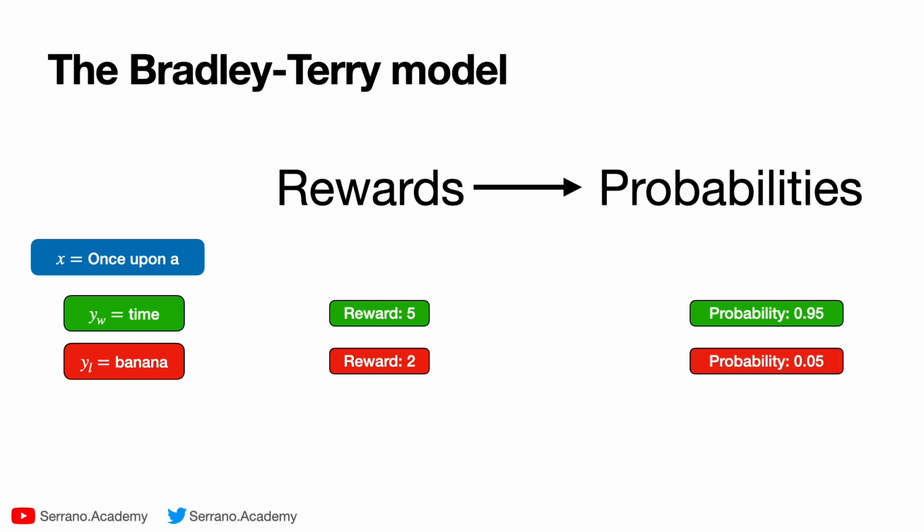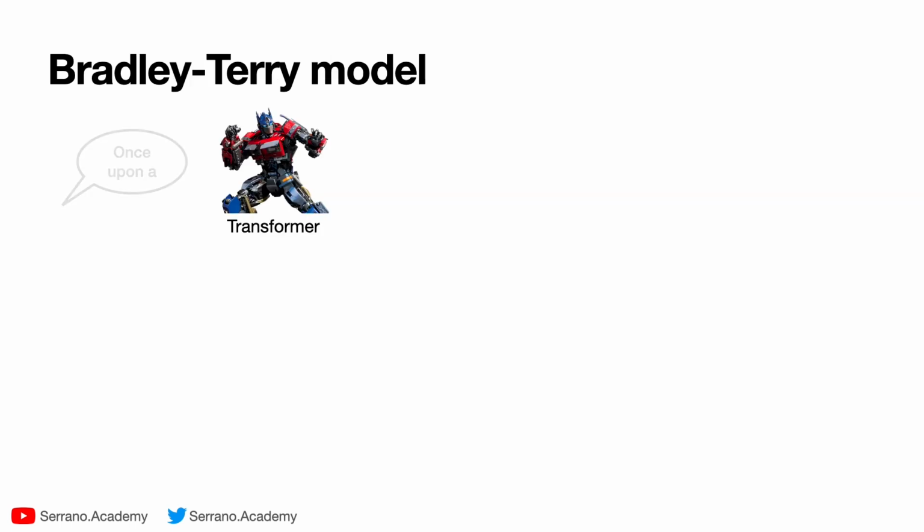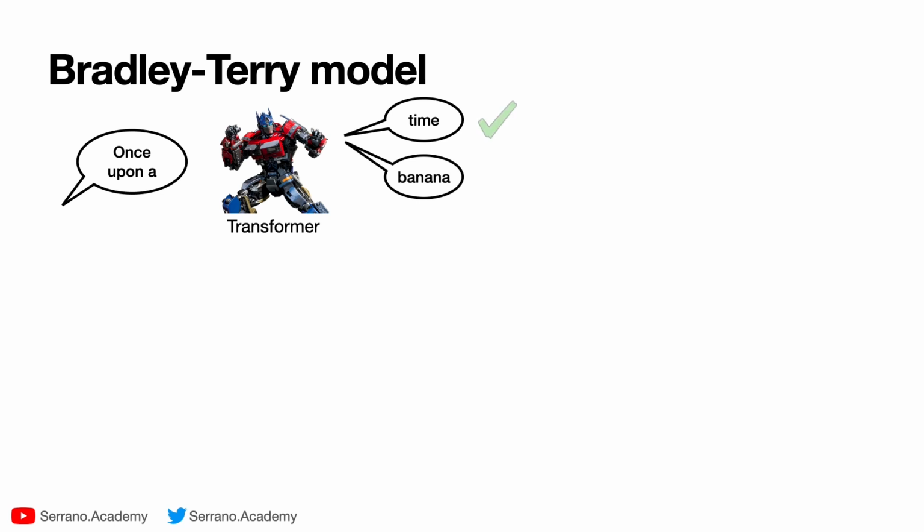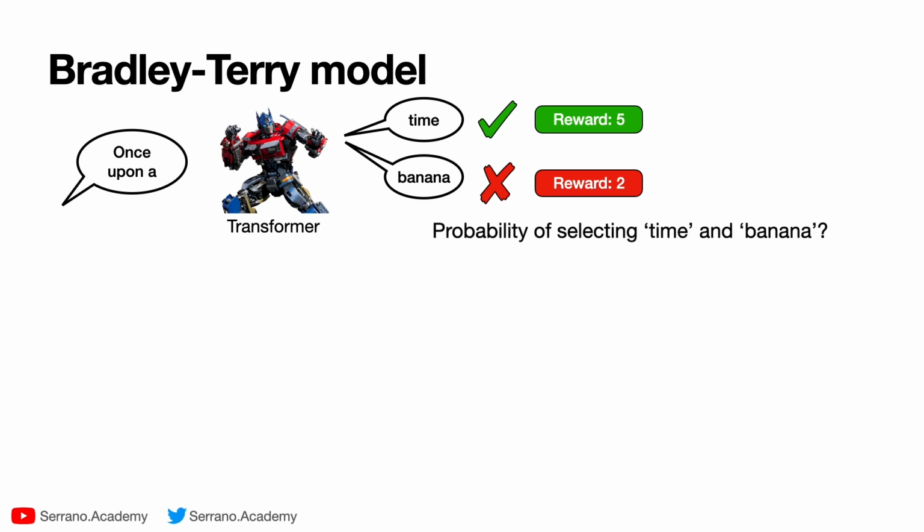So I'm going to show you a very simple formula that turns rewards into probabilities. So let's say we have our transformer, we give it the input and it outputs two things. The human evaluator says this one's good, this one's bad, and gives them rewards of 5 and 2. So now, how would you turn these two scores into probabilities? I encourage you to pause the video and think of a few ways. I'm sure you can come up with a few good ones. And that's what the Bradley-Terry model provides. It provides one good way of turning these scores into probabilities.